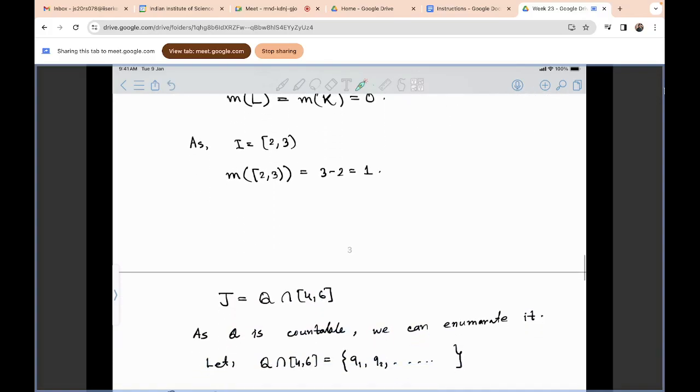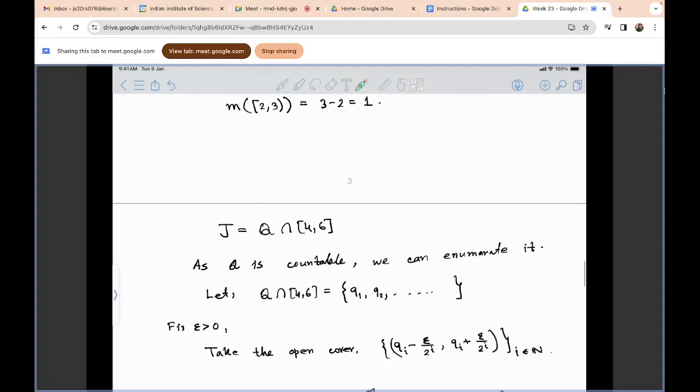Now only the J set remains. J is the rationals intersected with (4, 6). Because Q is countable, there is one result that a countable set is Lebesgue measurable and has measure 0. So you can use that. Here let me give a short proof of this. Q is countable, so you can enumerate it. Enumerate Q intersection (4, 6) as q1, q2, and so on, so order it like this.